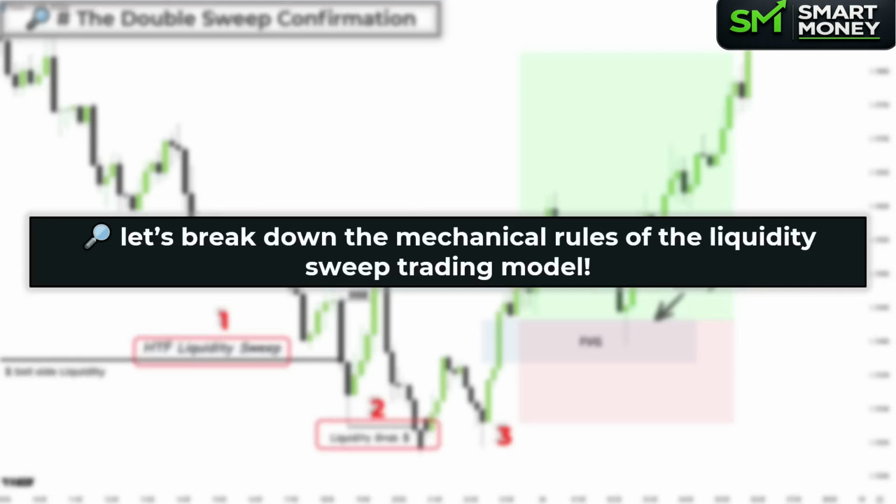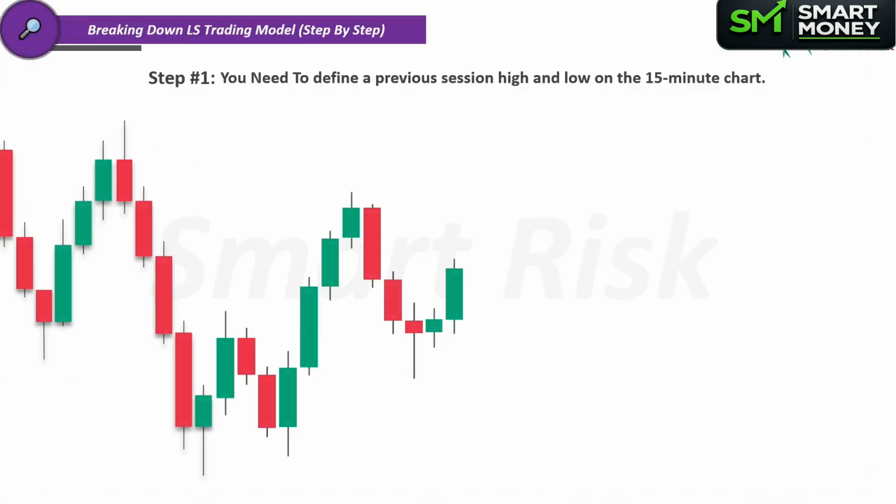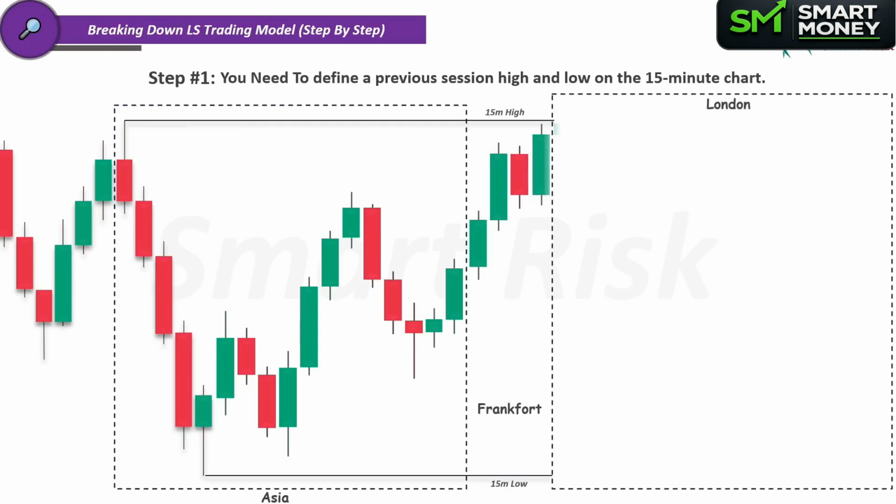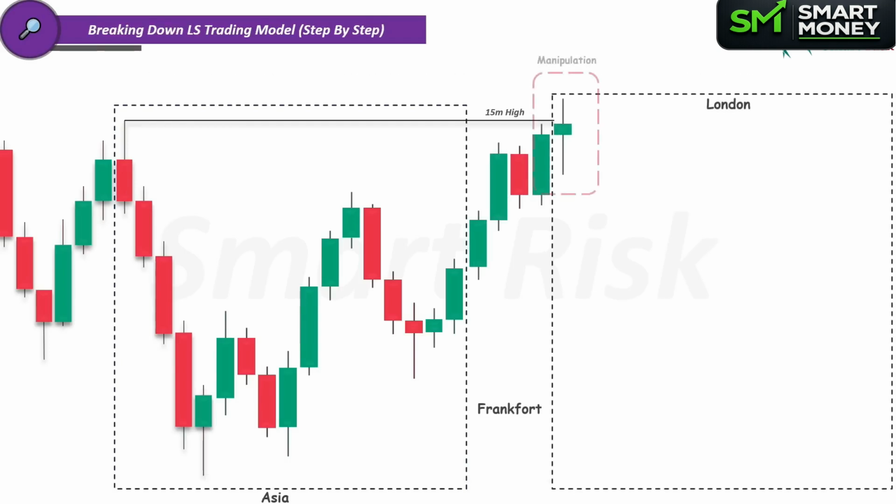Now, let's break down the mechanical rules of the liquidity sweep trading model and see exactly how to execute it. To trade this setup properly, the first step is to define a previous session high and low on the 15-minute chart. The reason is simple. When a new session begins, price often targets the liquidity resting above or below the major swings of the previous session. For example, if you are trading the London session, mark the Asian session high and low as your key liquidity range. Then wait for London to open and monitor price closely. If price sweeps one side of that range and quickly closes back inside, that becomes our first layer of confirmation.